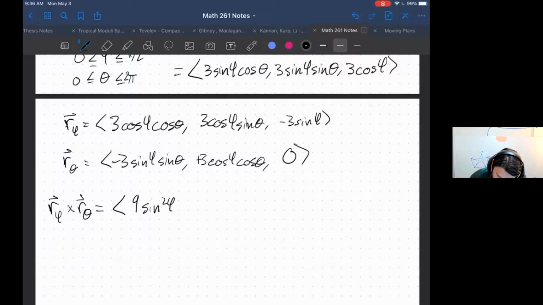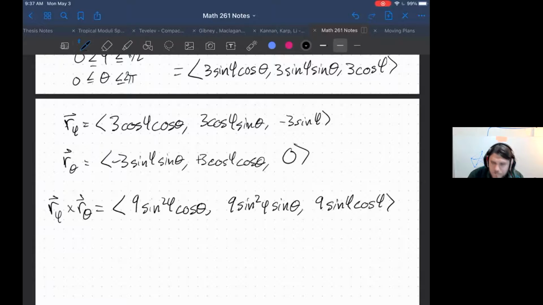So you get a 9 sine squared phi cosine theta, comma 9 sine squared phi sine of theta, and you get a 9 sine of phi sine of theta, sine of phi cosine of phi. So that's what you get for the cross product. I'm not going to go over it. It's a lot of multiplication, a little bit of simplification. But here is the brand new interesting thing.